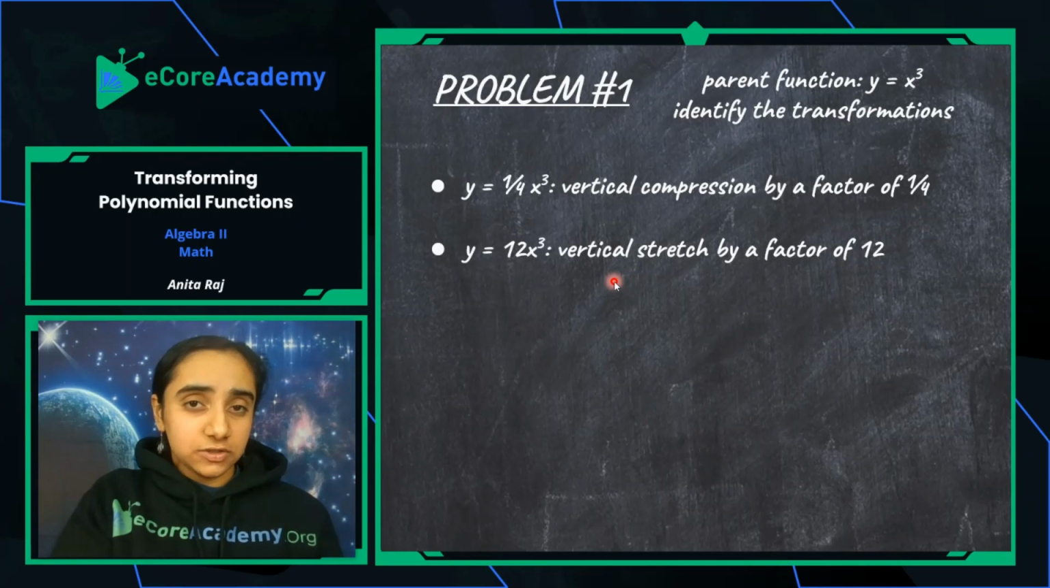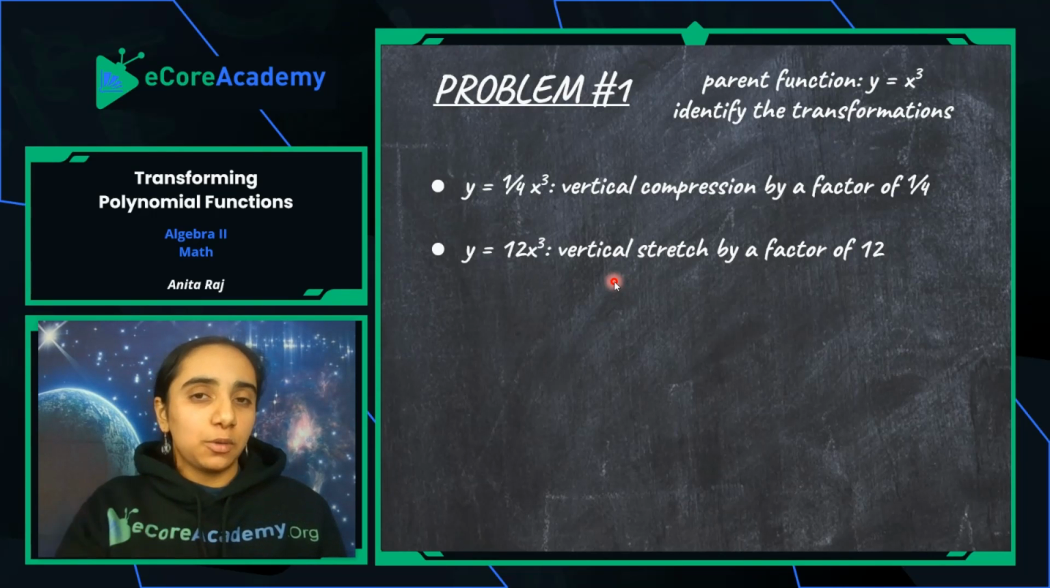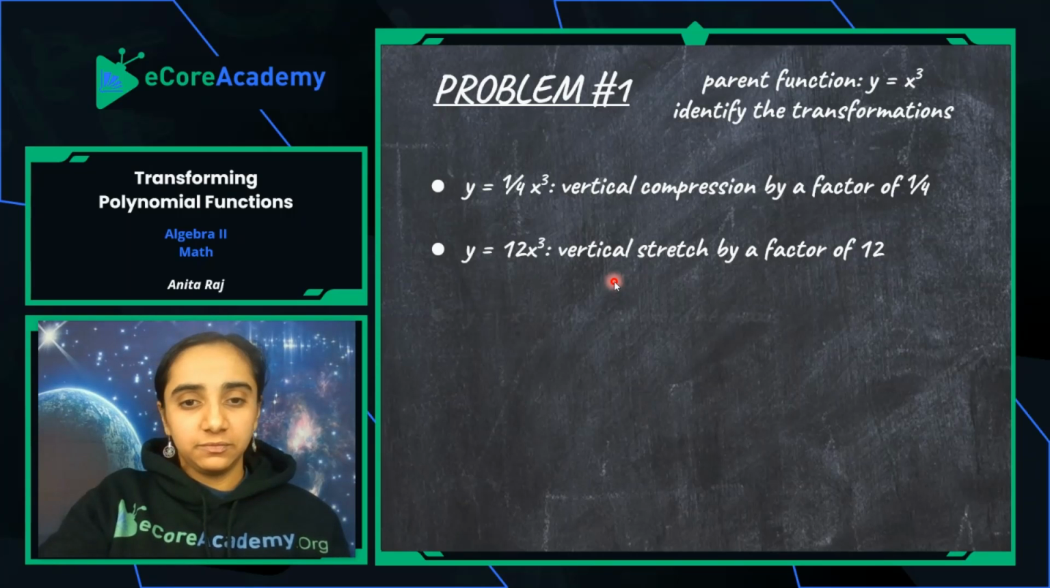That's called a stretch in math. So we're going to call it a vertical stretch, and it's by a factor of 12. So we always include "by a factor of," and then we just write the coefficient after that. So vertical stretch by a factor of 12.